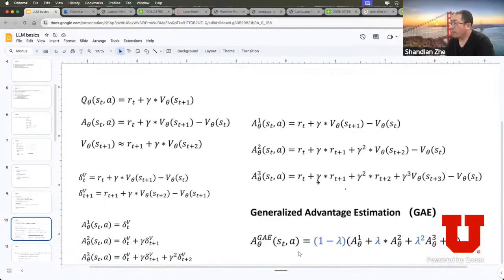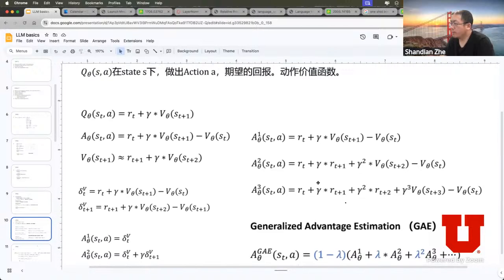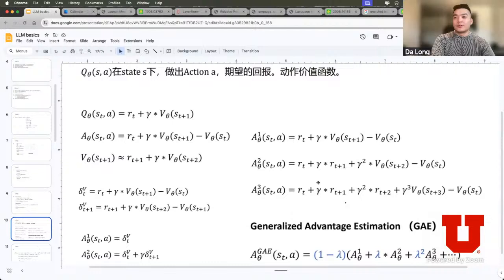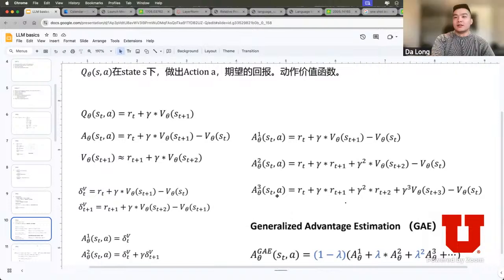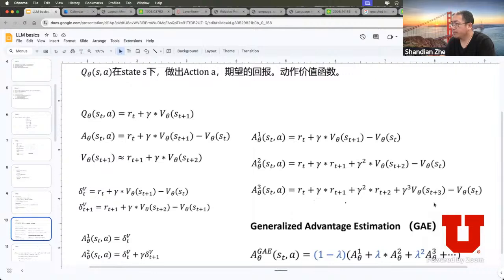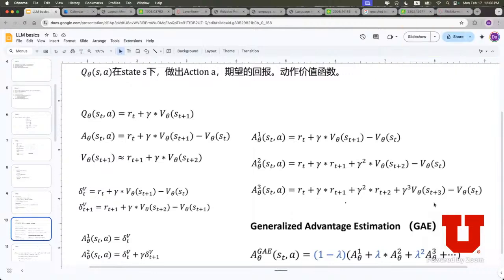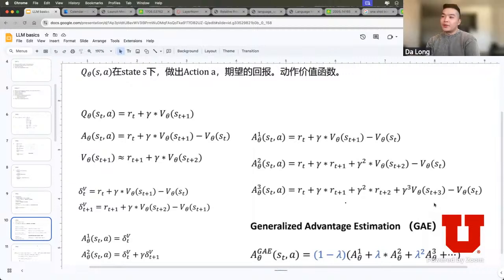Why do they have more variance? Actually, I don't know. But the bias we can tell, because if you introduce more rewards, you are more accurate in getting the advantage, right? Okay. I think this is because what we are doing is bootstrapping. Bootstrapping? Yeah, this is a bootstrapping strategy.